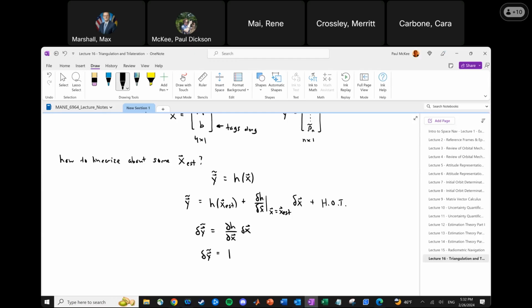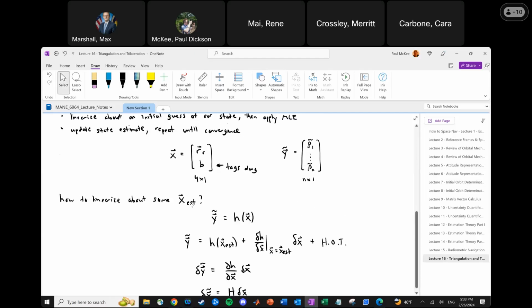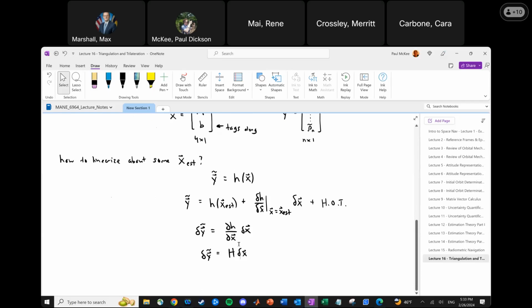And this dH dx, we're just going to call that h. Now h is found by taking a derivative. It's going to be a matrix vector calculus problem. But ultimately, this means that not our state, but the delta in x, the change in our state, can be mapped to the change in our measurements by this h, which is found by linearizing. Remember, we're not really necessarily estimating our state directly. We're starting with an initial guess of our state. So what we really want is, how are we going to update our state? So we end up with a problem that looks like this.